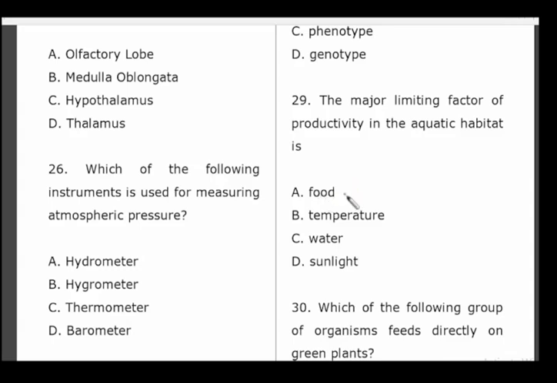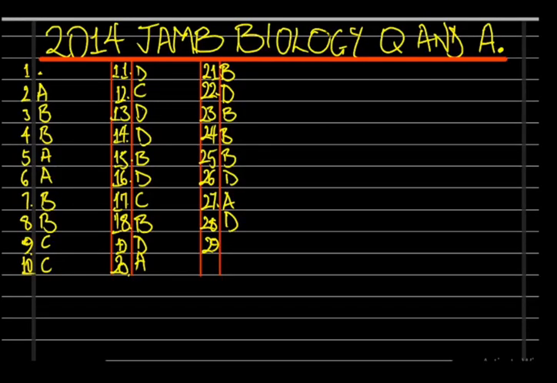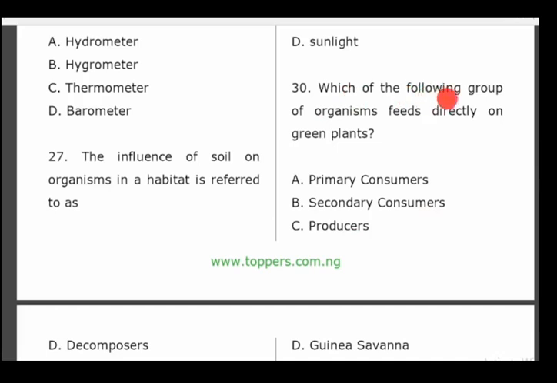When there is surplus of food, it can promote productivity, and when there is absence of food, it can reduce or limit what productivity will be like in that environment. So the answer to that question is option A, which is food. Option A. And then we move to question 30. Which of the following group of organisms feed directly on grain plants? A. Primary consumers, B. Secondary consumers, C. Producers, and D. Decomposers.